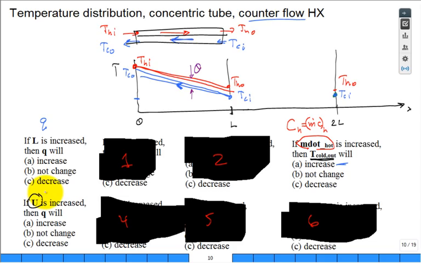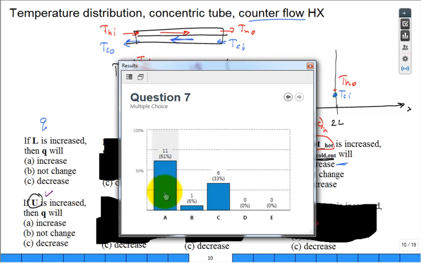Good high U's make good Q's. So let's just take a look. Okay, well, it'll increase. All right.